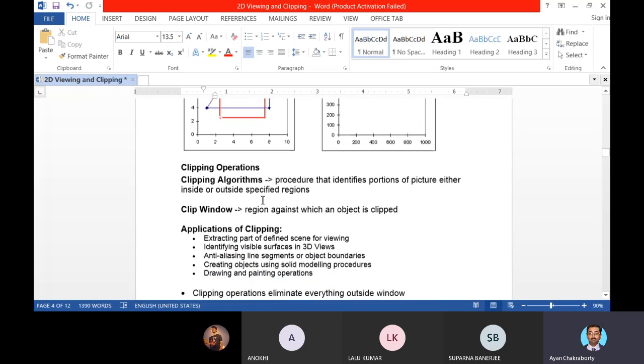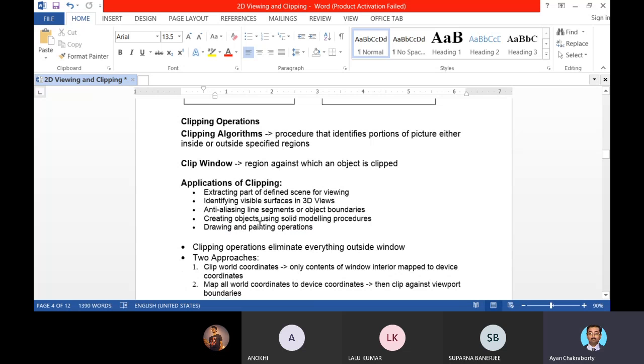Now you can see here the application of clipping: extracting part of a defined scene for viewing, as I have shown you; identifying visible surface in a 3D view, what I have said, 3D simulation; anti-aliasing line segments or object boundaries; creating objects using solid modeling procedure, that is again a 3D simulation process; drawing and painting operations. All of these are basically the real life or practical application areas of clipping operation.